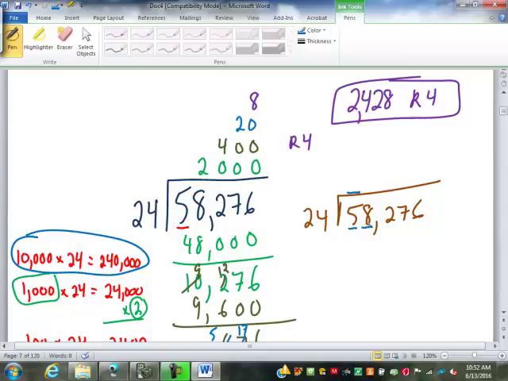So then you go to the next digit. Does 24 go into 58? Yeah, it goes in there twice. So you put the 2 above the 8 because that's the last digit we used. 2 times 24 is 48. You subtract to get 10. Now if you look here, that's exactly what we did down here. Only we left out all the zeros and we didn't bring down all the other digits.